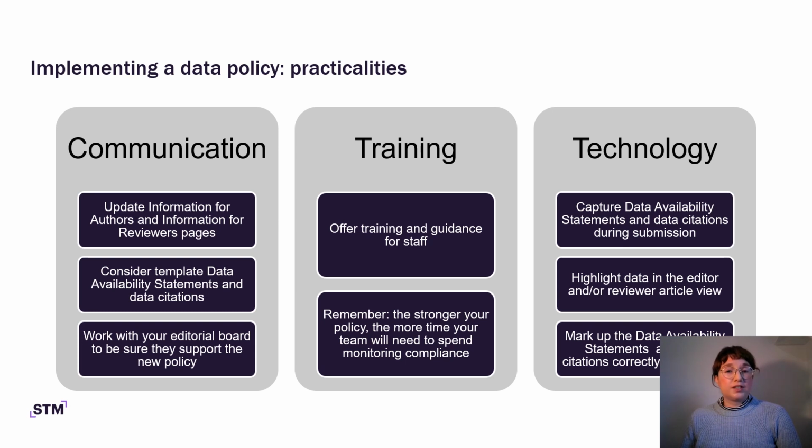You'll also need to make changes to the technology that you use to manage article submissions, and this may be easier or more difficult depending on which manuscript submission system your journal uses and what technical support is available to you. If possible, you should update the system to specifically capture data availability statements and data citations if they are required by your policy. You may also wish to highlight the availability of data to editors and reviewers if this functionality exists in your system. As previously mentioned, your production team will need to mark up data availability statements and data citations using the tags available in the industry standard JATS markup. You can find further guidance on this in our other video on the STM Research Data Programme page.